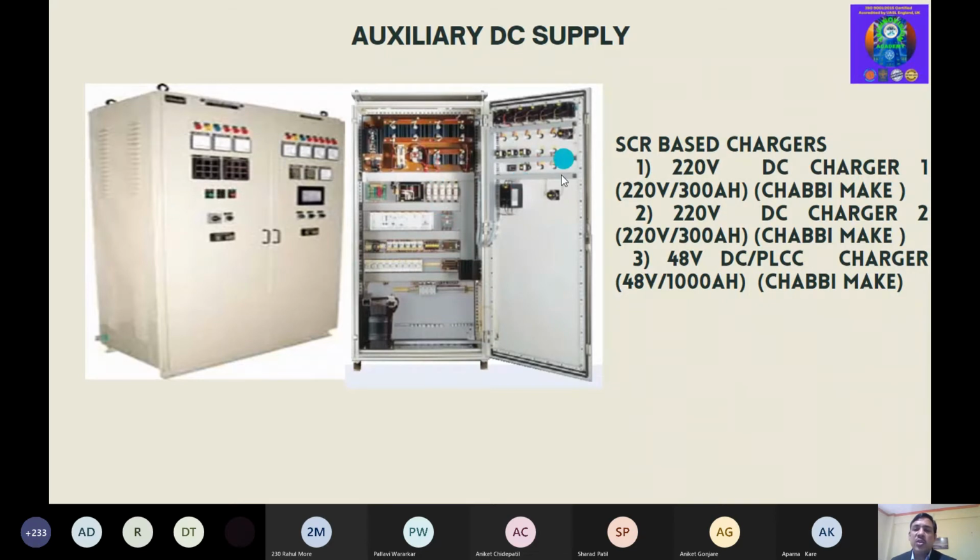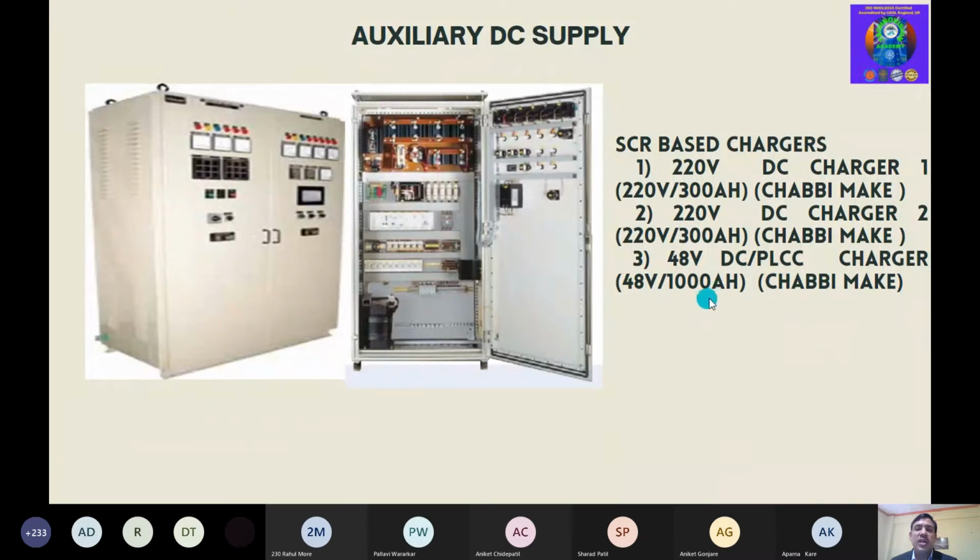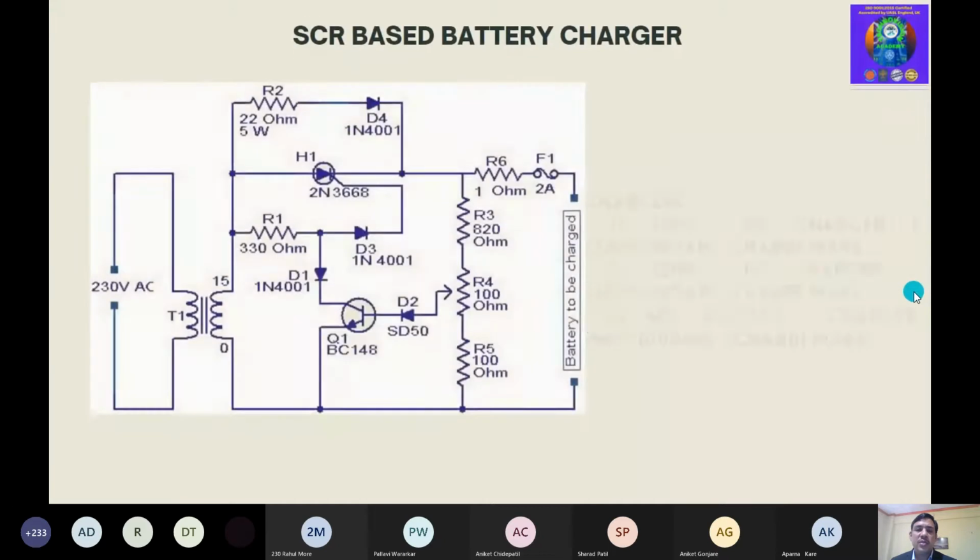So here we have in this particular station 220 volt 2 chargers, and the 220 volt one is of 300 Ah capacity, ampere hour capacity. And the other is a 48 volt PLCC charger, that is 1000 Ah capacity, because the loading of this 48 volt communication is more. So that's why we want more battery capacity for the particular communication. So these are certain, and this may be different in any substation.